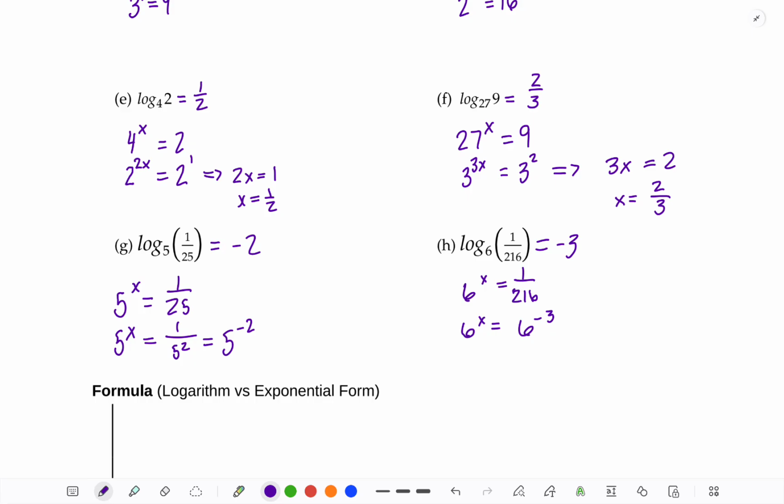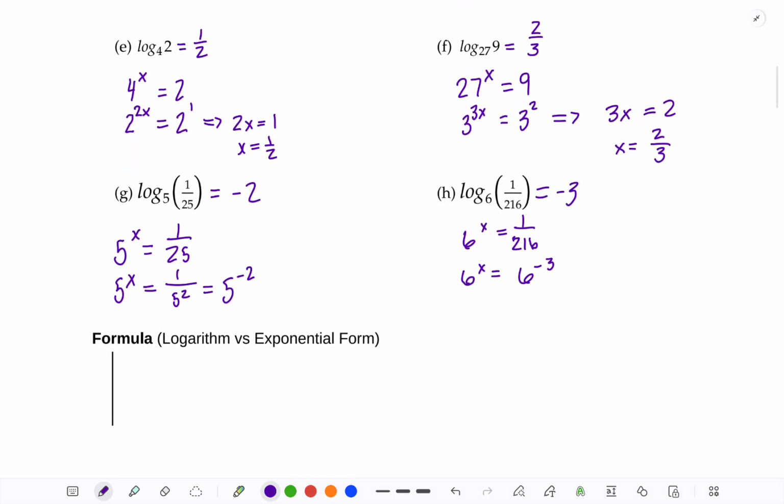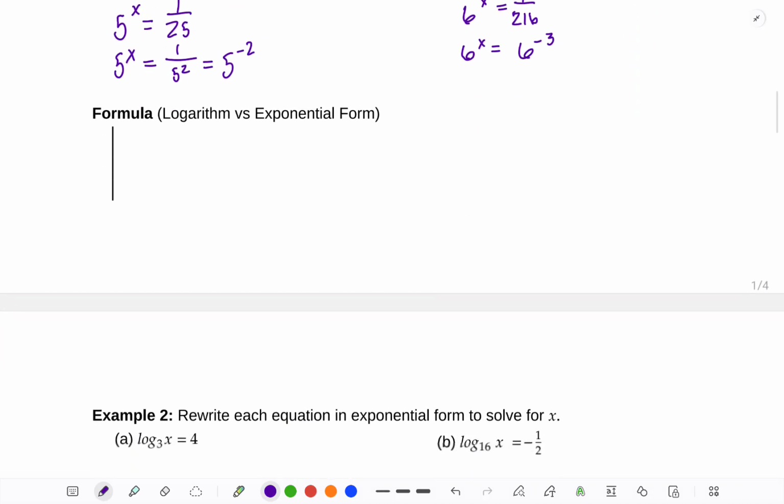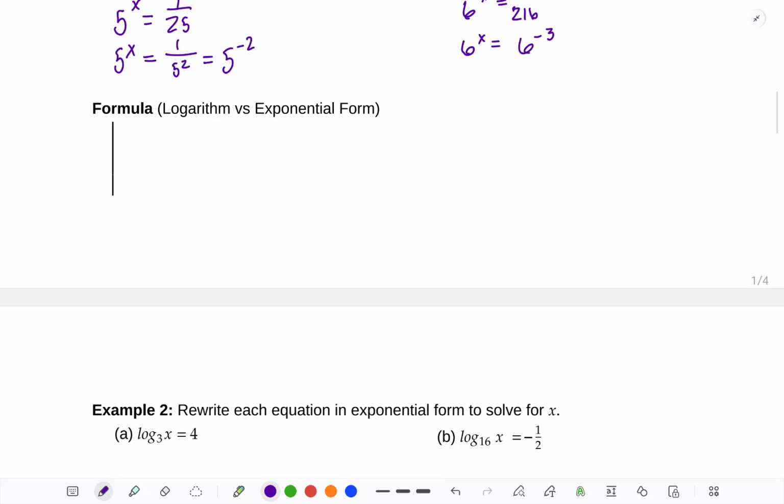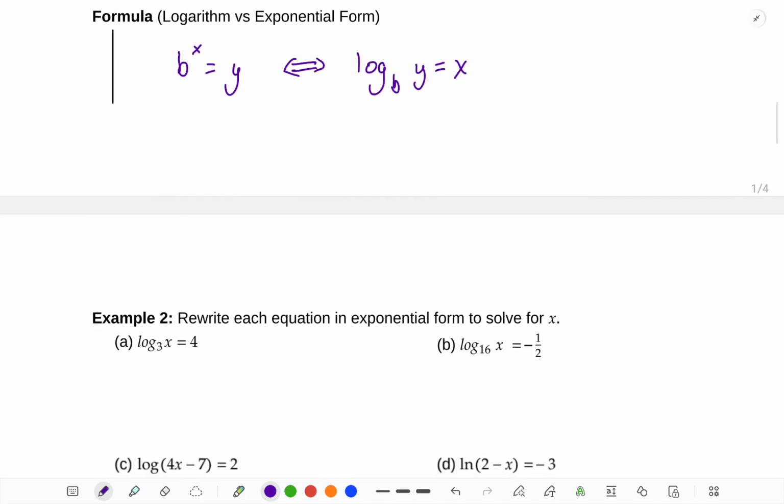So that is how we can calculate simple logarithms. Now this formula we are going to use quite often. It's the logarithm versus exponential form, and we already used it in the definition. Basically it says b to the x equals y if and only if log base b of y is equal to x. This allows us to solve some basic equations.